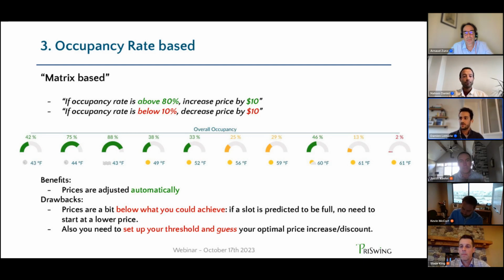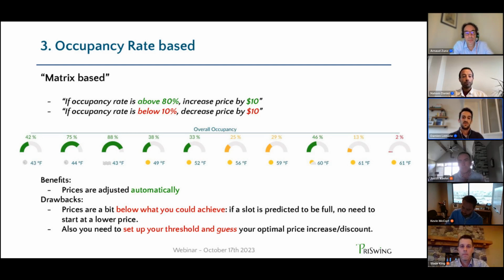The first one is that prices are a bit below what you could achieve, because you are reacting to your occupancy rate and not anticipating the demand. If a Saturday morning slot, for example, is predicted to be full, you don't need to start at a lower price and wait for your occupancy to be at 80% or 90% to start increasing your prices, because it's kind of too late. You don't have a lot of time to sell anymore. What is better is to be proactive and to anticipate that.